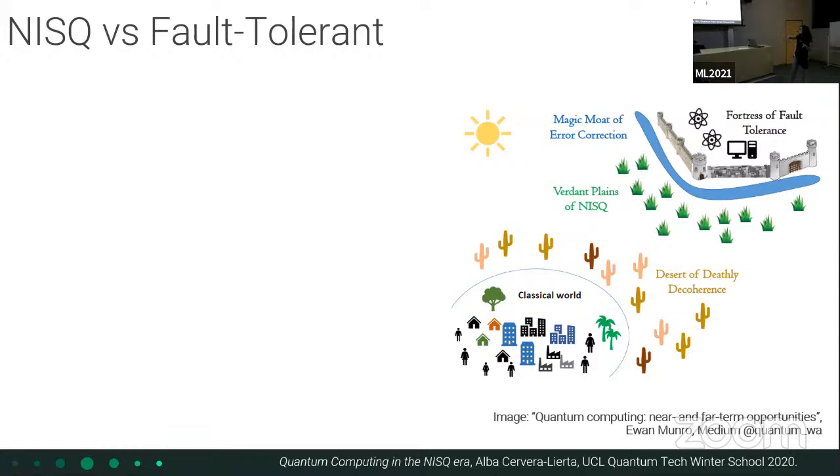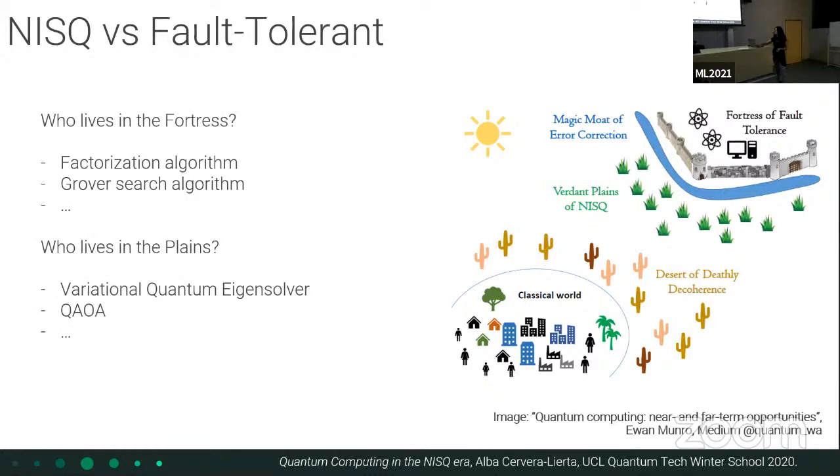So we live in the classical world, and to go to NISQ, we first need to cross all these verdant planes of NISQ, which means that at least we need to hold some quantum properties, for instance, the coherence time. So we need to keep the superposition state somehow. But then if we want to arrive at the fault-tolerant fortress, we need to cross the error correction river. And why do we want to do that? So who lives in the fortress? In the fortress, as I said, live the Shor algorithm and Grover search algorithm and other famous algorithms like the quantum Fourier transform, etc., for which it is proven theoretically that there is a quantum speedup in comparison with classical techniques.